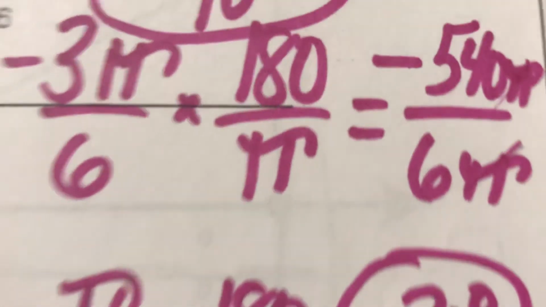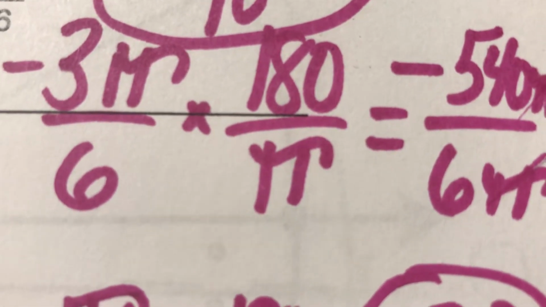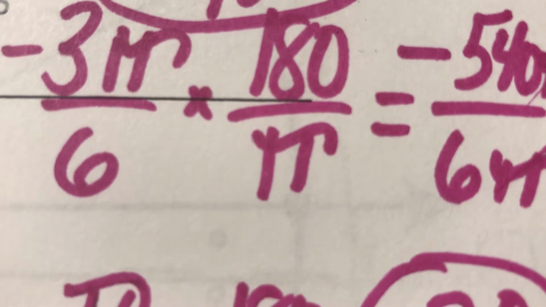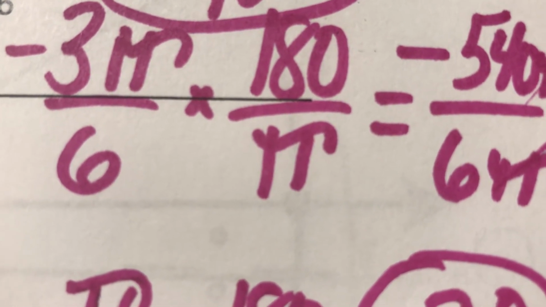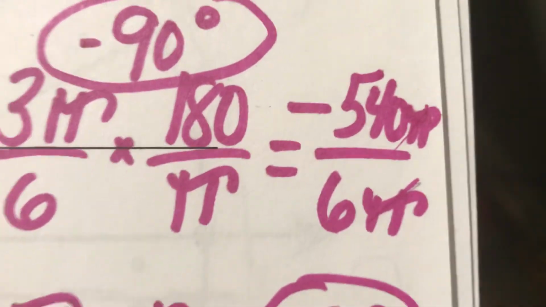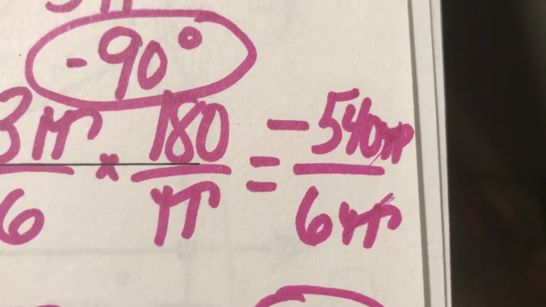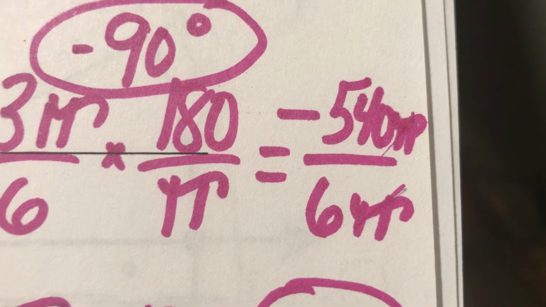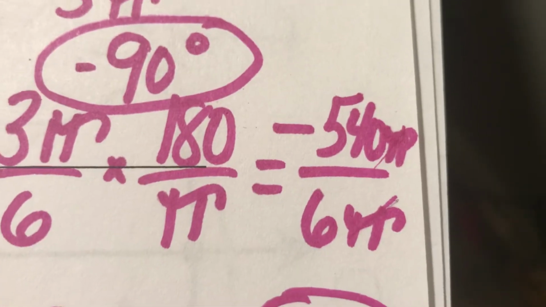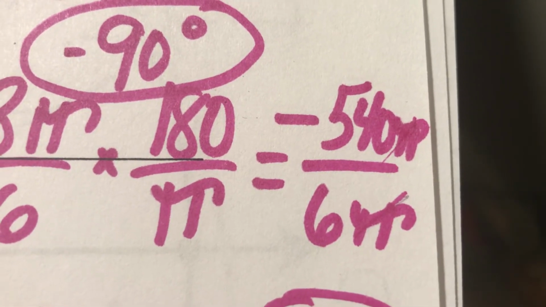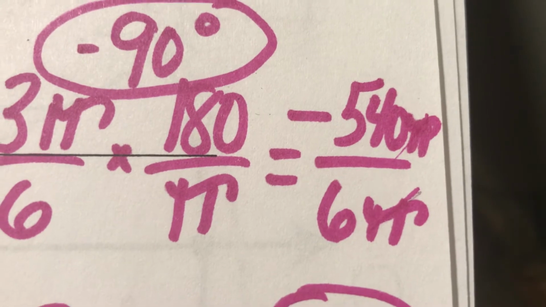Number 5, you convert that to degrees, you would multiply by 180 over pi, and the pi will cancel. So you would have negative 540 over 6. And that divides evenly, and you could also have negative 90 degrees for an answer.